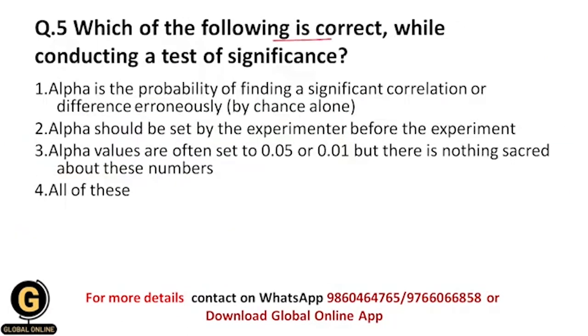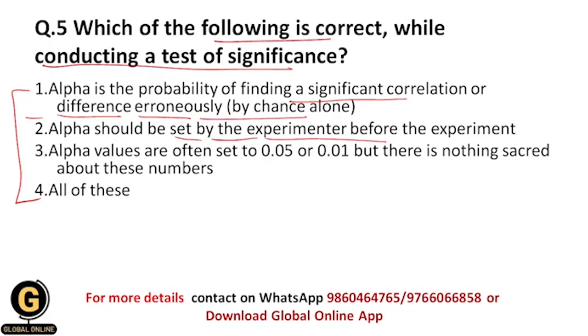Which of the following is correct while conducting a test of significance? So whenever I am doing a test of significance, which of these following options are correct? Alpha is the probability of finding a significant correlation or difference erroneously by chance alone. Alpha should be set by the experimenter before the experiment. Alpha values are often set to 0.05 or 0.01, but there is nothing sacred about these numbers, all of these.